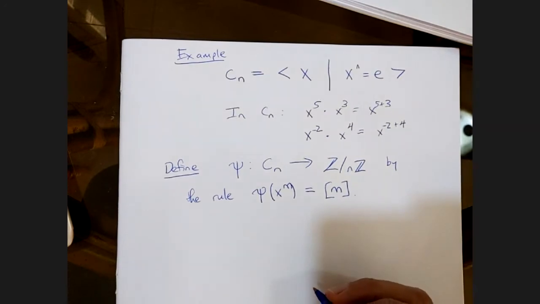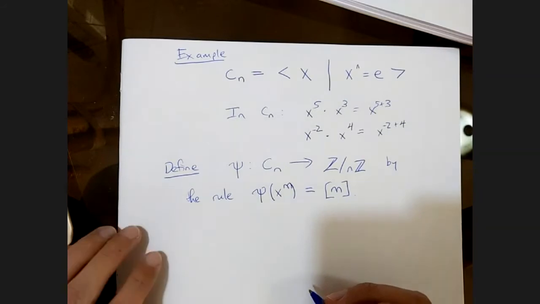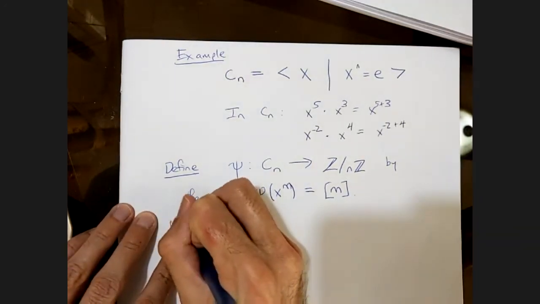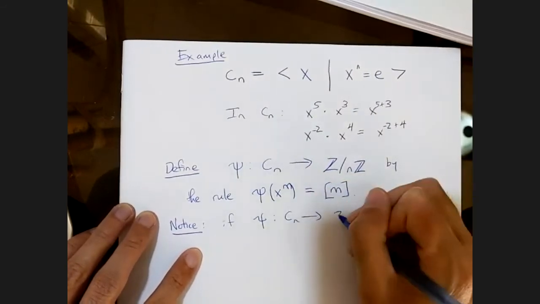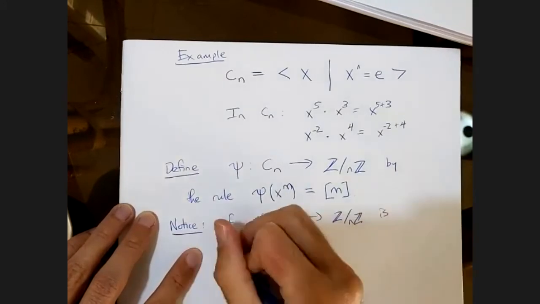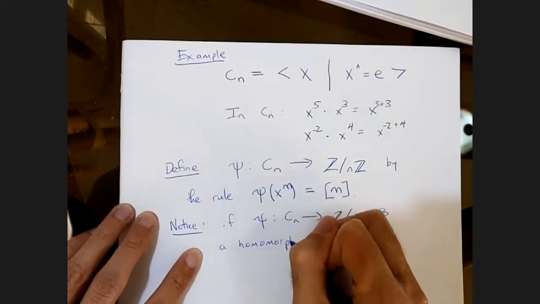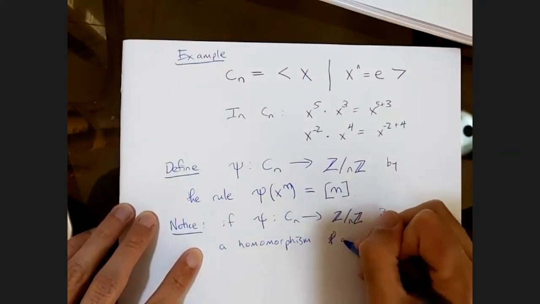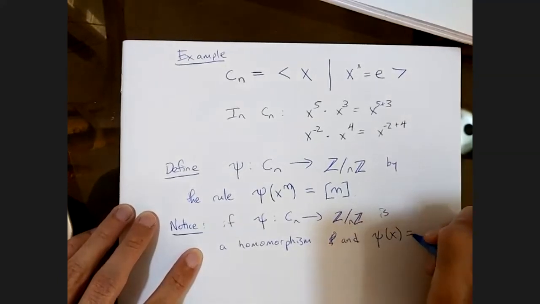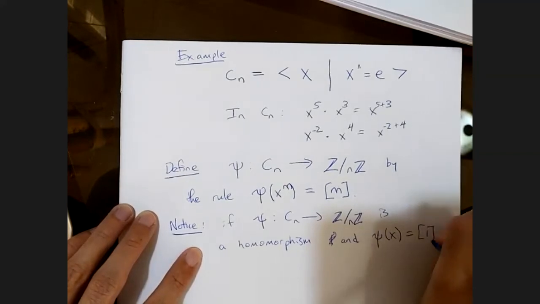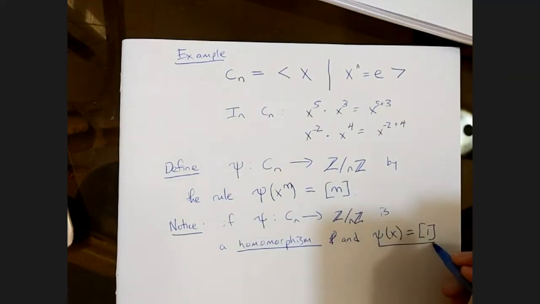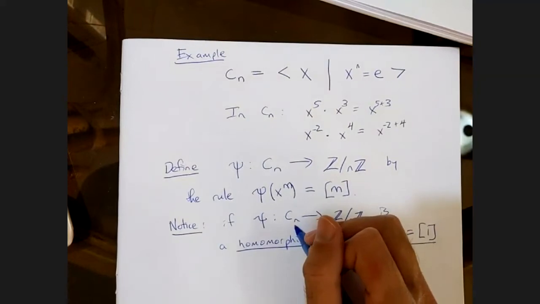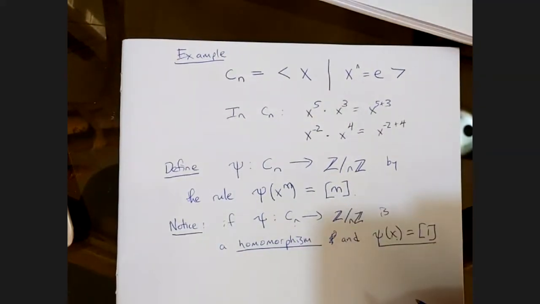And actually the first thing, we want psi to be a homomorphism, but notice, if psi from Cn to Z mod nZ is a homomorphism, and I know that psi of x to the 1 is just the equivalence class of 1, then from these two facts, that psi is a homomorphism, and psi of x is 1, and the fact that x generates Cn, that determines what psi is.